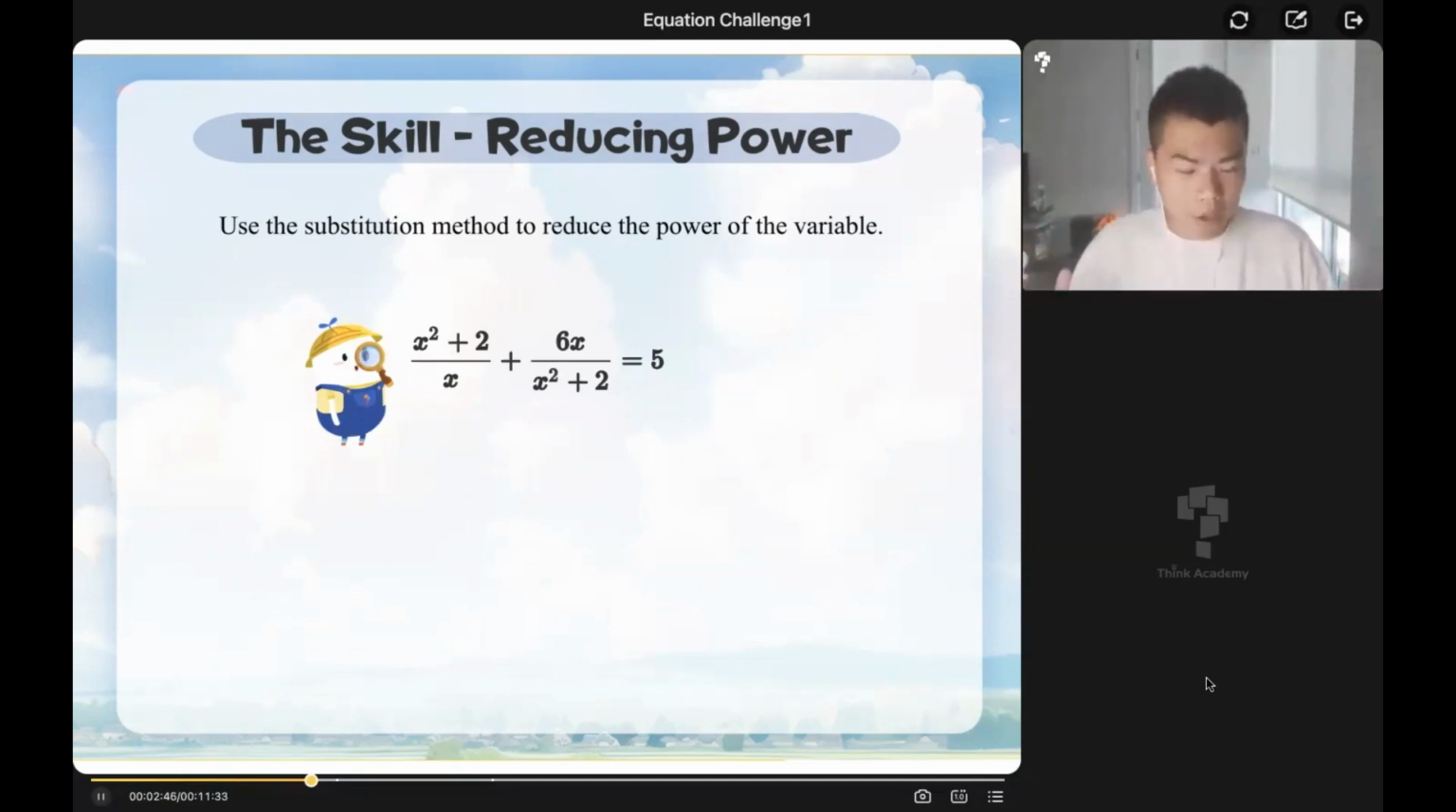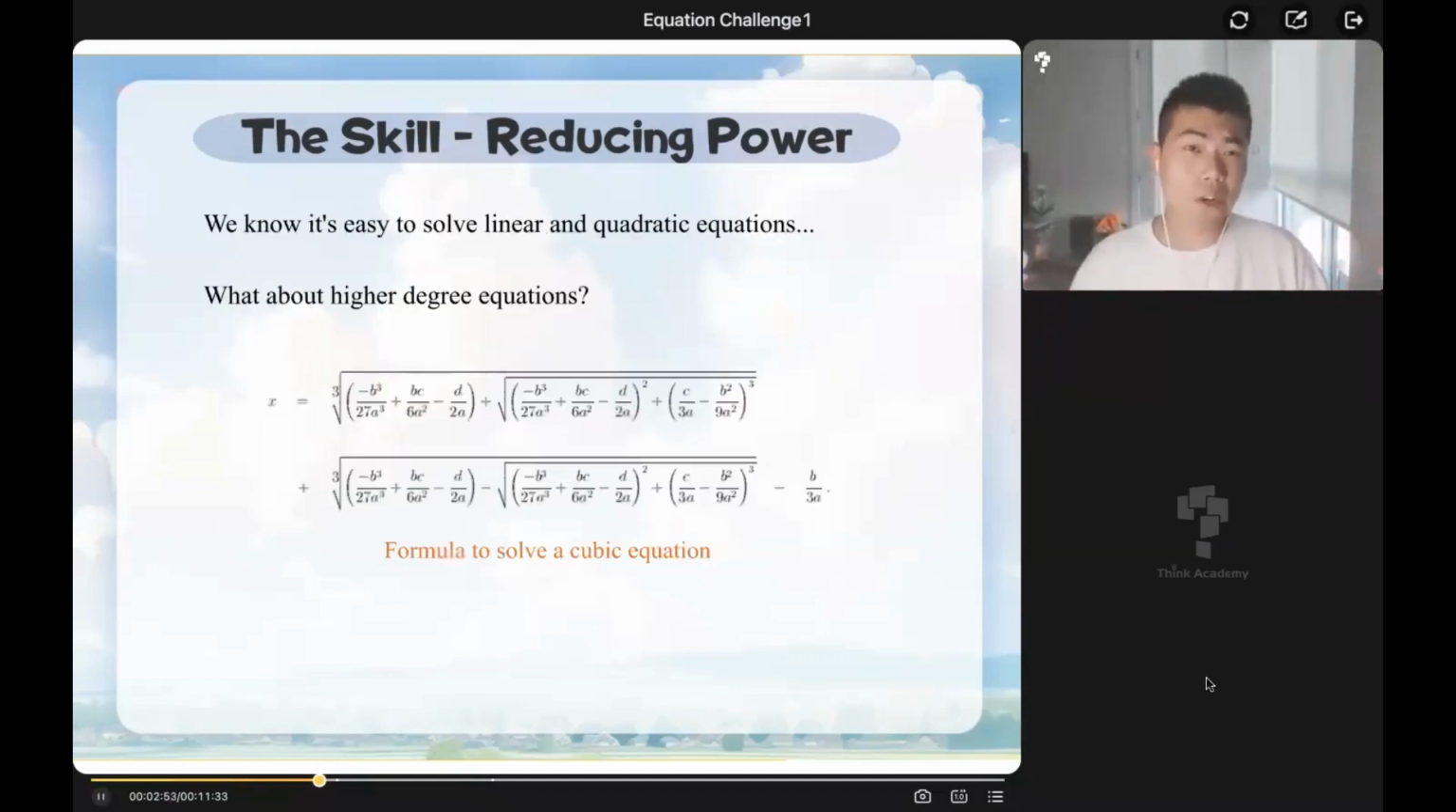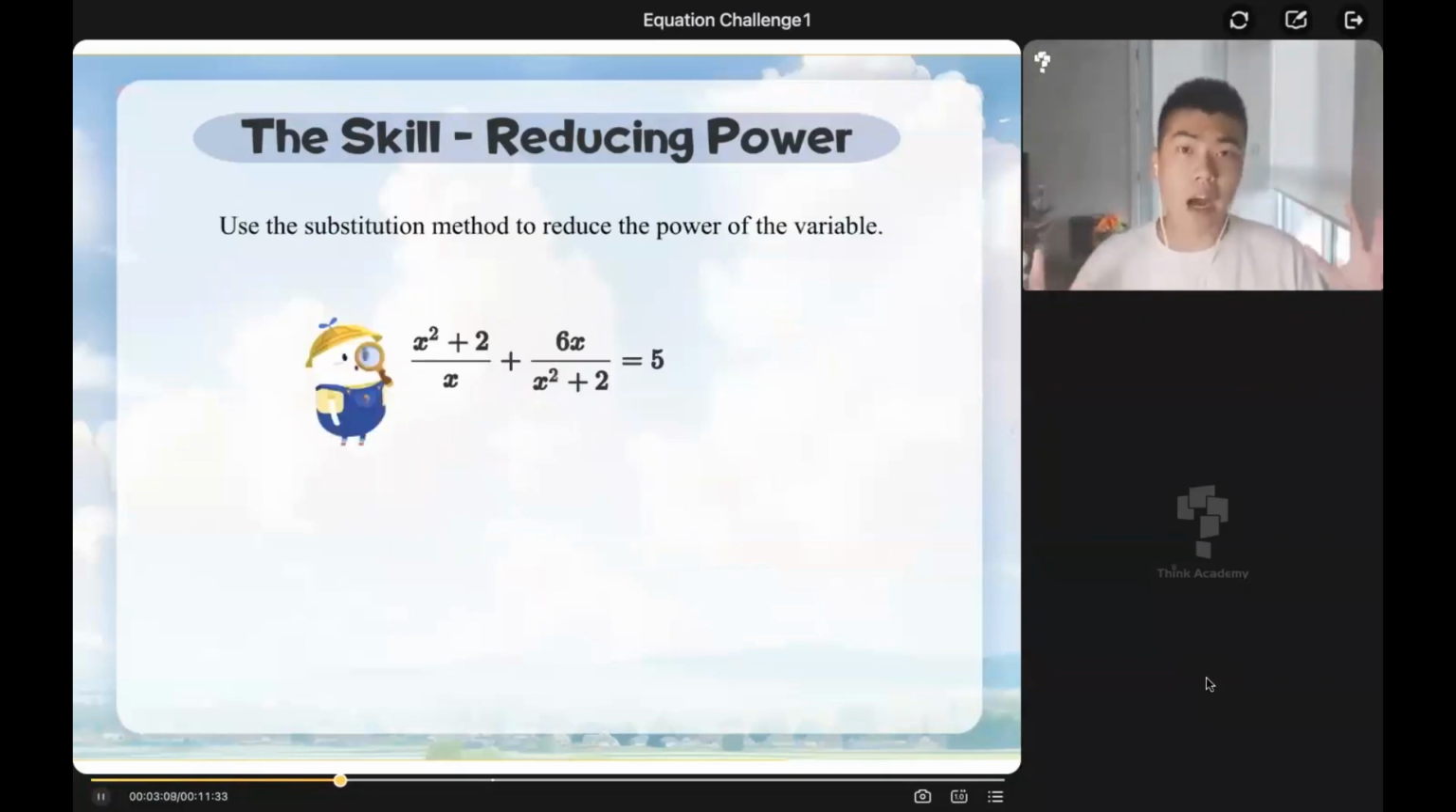equation. But you can see here, the formula is very complicated. And of course, you are not going to memorize this formula to solve cubic equations. Not to mention, we don't even have a general formula to solve equations of any degree. So how would you approach these higher degree equations? Let's learn a way called reducing power.